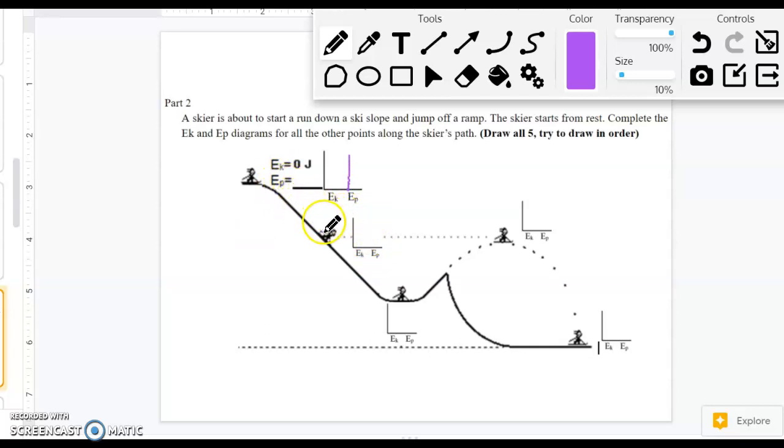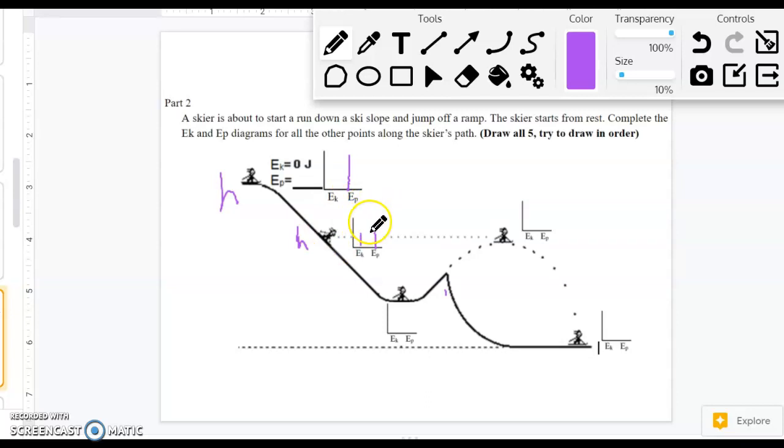When they start going down the hill, it's just like the skate park simulator, where as they go down, they now have a smaller height. Up here, the height was large. Down here, they have a smaller height above the ground. Their potential energy is decreasing, so I would draw a shorter line. But they are also picking up speed, so their kinetic energy is increasing. And if you think maybe they're about the same, that's okay.